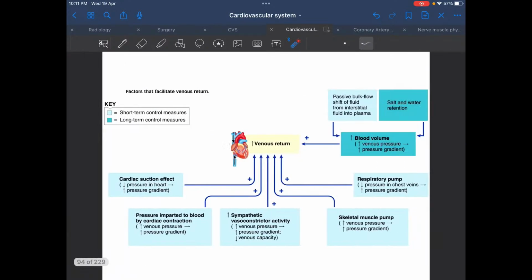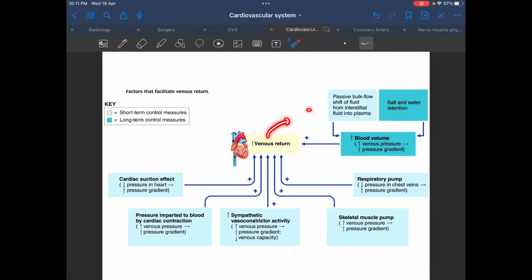Okay. So we have discussed all of this. We have discussed the cardiac suction effect, that's your vis a fronte. And we have also discussed the pressure imparted to the blood by cardiac contraction, that's your vis a tergo. This is the vis a fronte. The sympathetic vasoconstrictor activity we've already seen by the alpha-1 receptors. The skeletal muscle pump we've already seen how it can influence it. The respiratory pump we've already seen how the negative pressure is going to facilitate your venous return. We have seen the blood volume and the mean circulatory filling pressure, which normally is about 7 millimeters of mercury. Okay, I hope that's clear. And all of these are the factors which are going to influence your venous return.